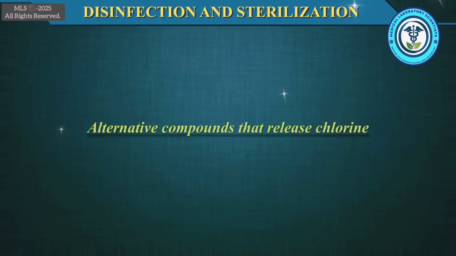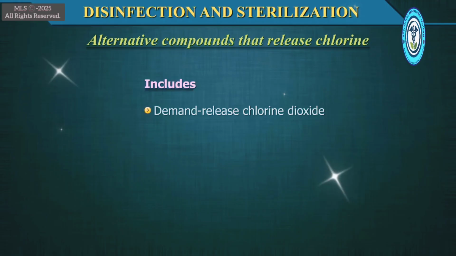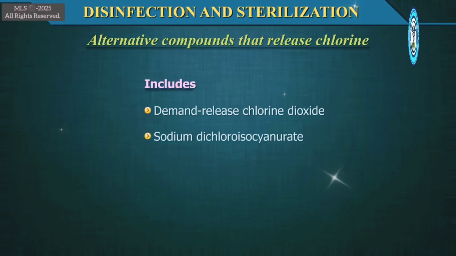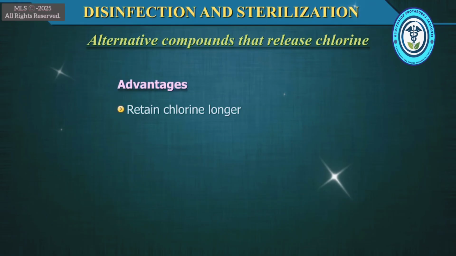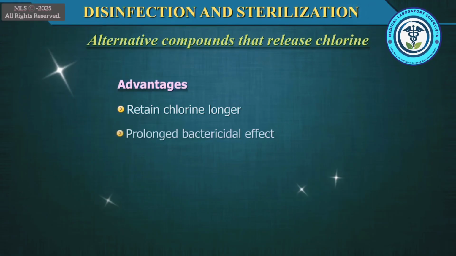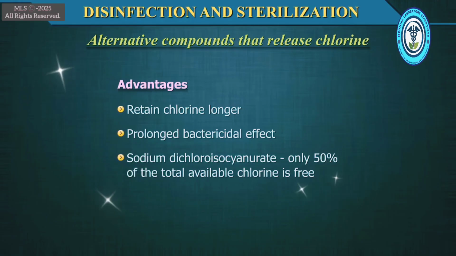Alternative compounds that release chlorine and are used in the healthcare setting include demand release chlorine dioxide, sodium dichloroisocyanurate, and chloramine T. The advantage of these compounds over the hypochlorites is that they retain chlorine longer and so exert a more prolonged bactericidal effect. But with sodium dichloroisocyanurate, only 50% of the total available chlorine is free.